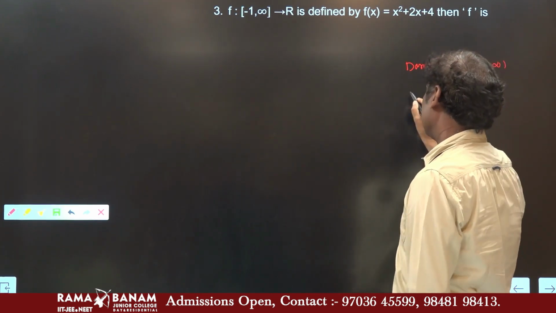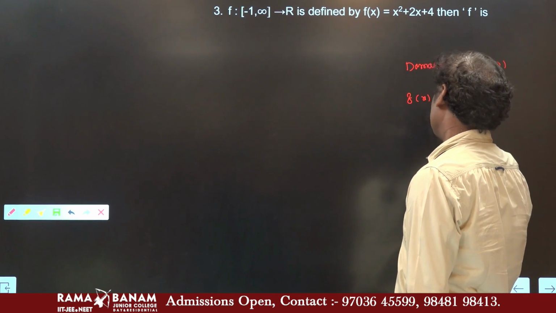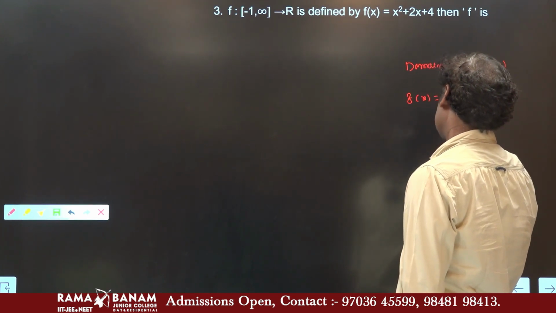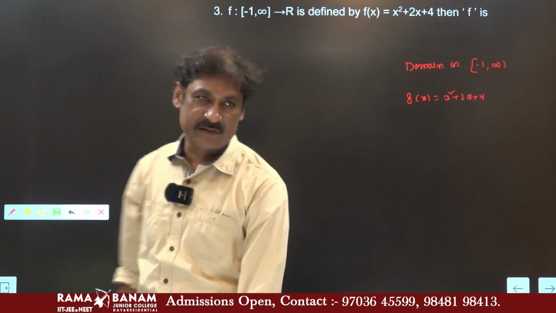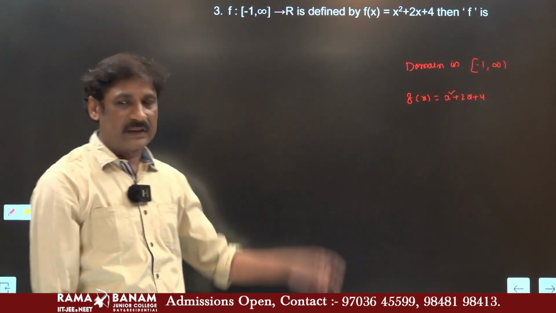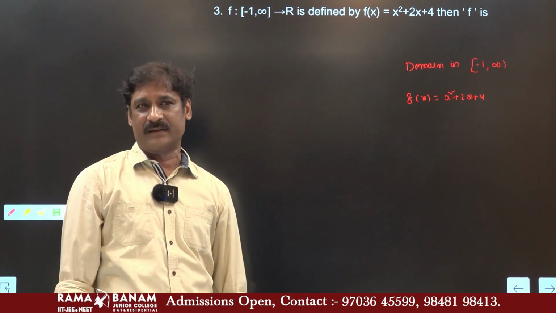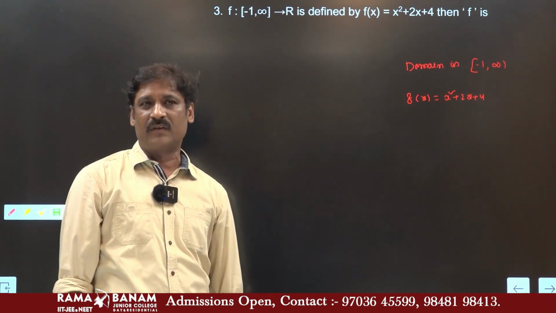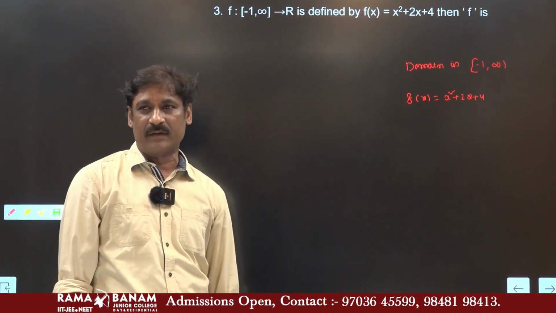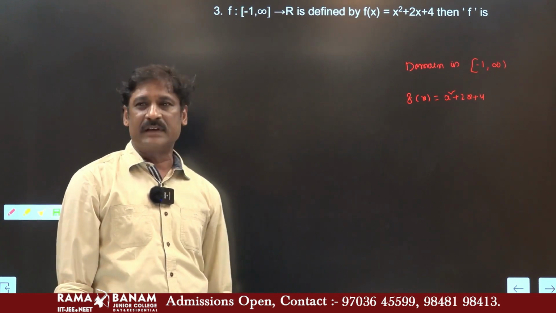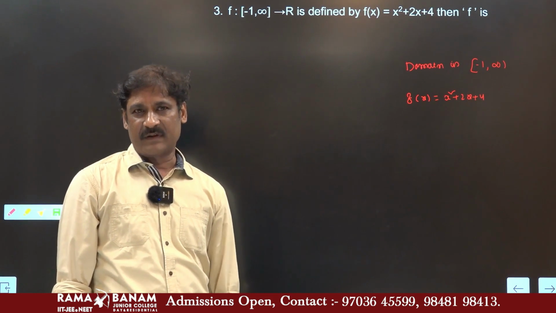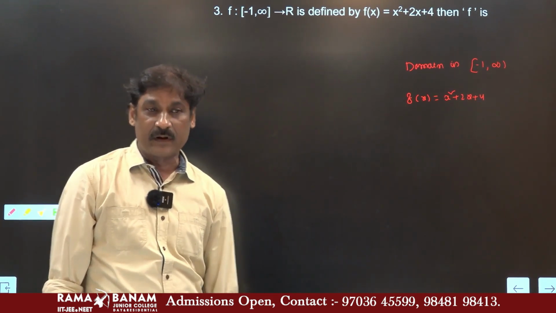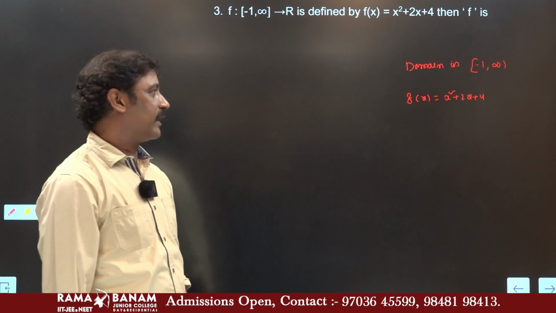And then what is the given function? f of x is equal to x square plus 2x plus 4. And now we have to draw the graph of this function x square plus 2x plus 4 for the given domain minus 1 comma infinity. The domain is closed at minus 1 and open at infinity. How to draw the graph? Clearly we can say that x square plus 2x plus 4 is a quadratic expression.